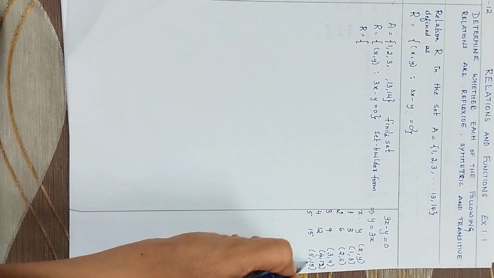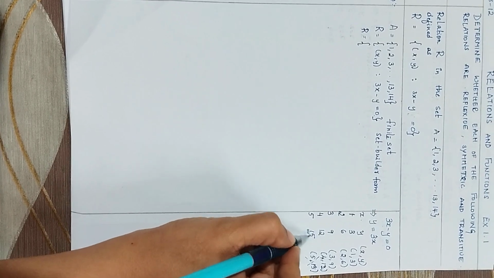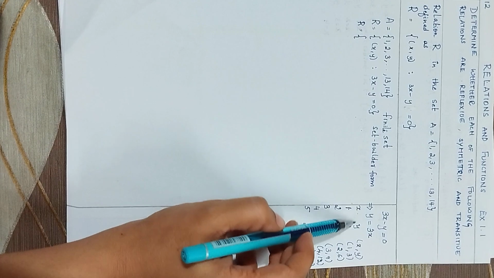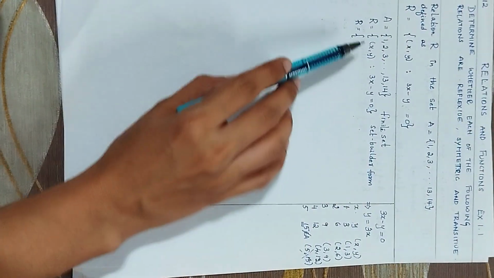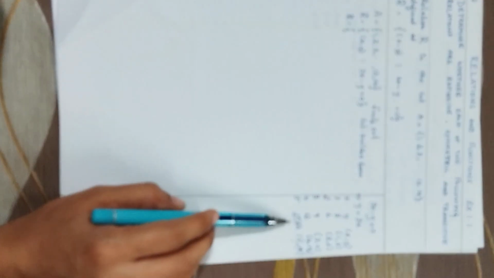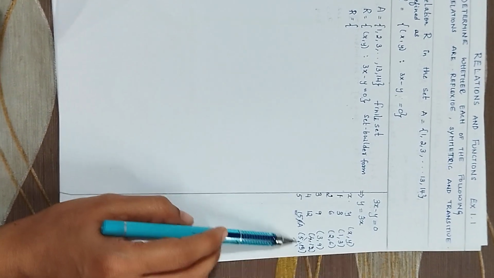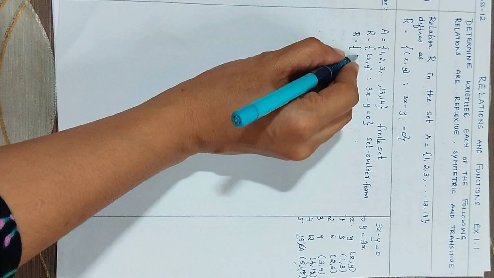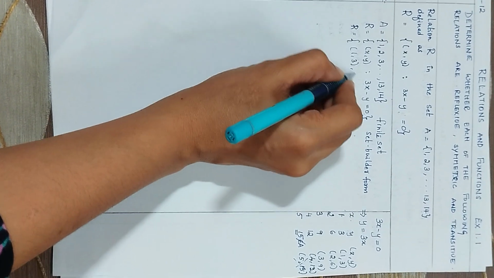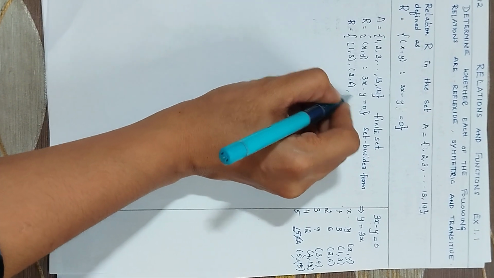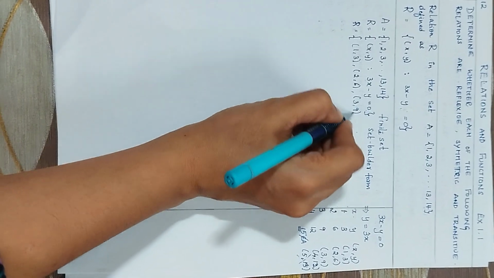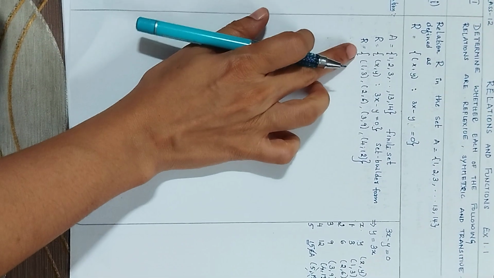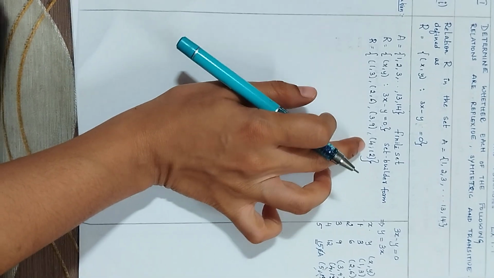We cannot use this because this 15 does not belong to A. Both x and y should belong to A. Only such elements we can write here. So therefore (5, 15) we cannot write. So the elements we have got here are (1, 3), (2, 6), (3, 9), (4, 12). So we have written all the elements of the relation R.